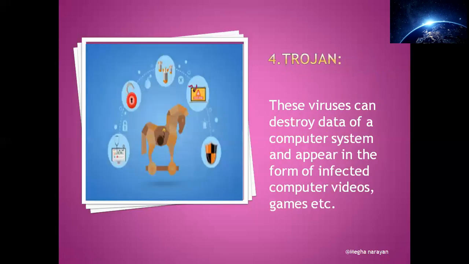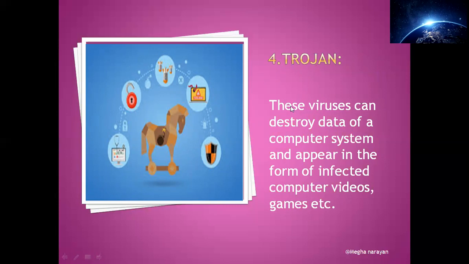Moving on to the fourth type, that is Trojan. Here you can see a particular picture is also provided, a horse. You would be surprised why a horse is associated with this name Trojan. So here one assignment is there for you. Google it and try to find out, there lies a good story behind this Trojan.